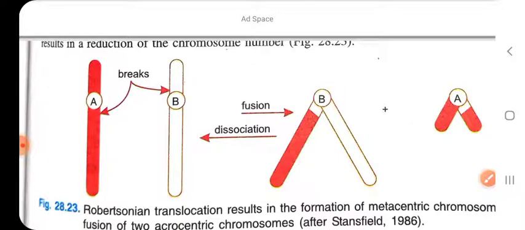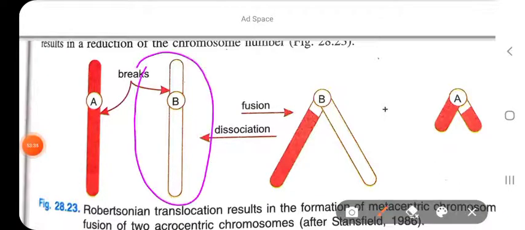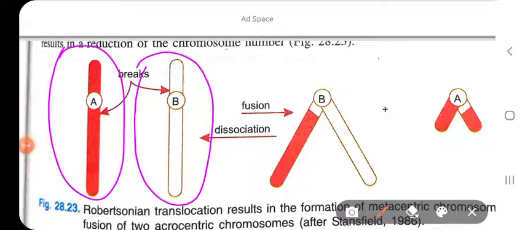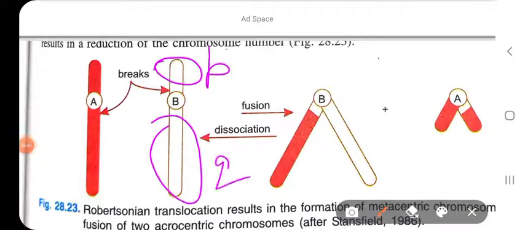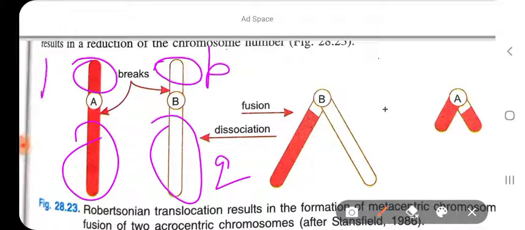So it simply means two acrocentric chromosomes. What are acrocentric chromosomes? Acrocentric chromosomes are those chromosomes which have a very short arm called P arm and a very long arm called Q arm. So if these acrocentric chromosomes undergo reciprocal translocation, what will happen?